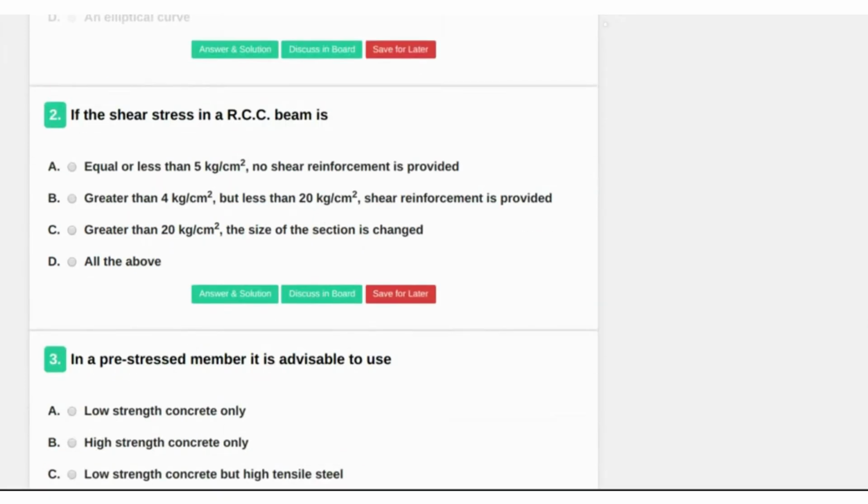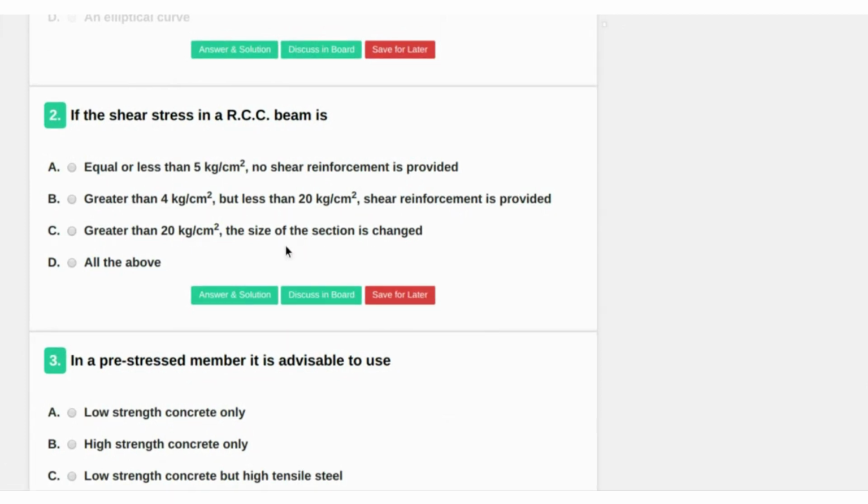If the shear stress in an RCC beam is equal to or less than 5 kg per cm square, no shear reinforcement is needed. From 5 kg per cm square to 20 kg per cm square, shear reinforcement is provided. Greater than 20 kg per cm square, the size of the section is changed. All of the above.